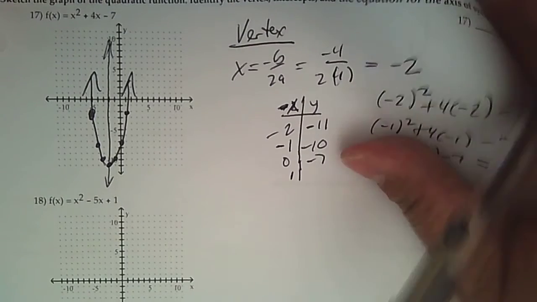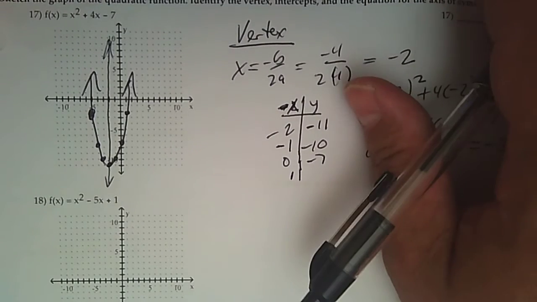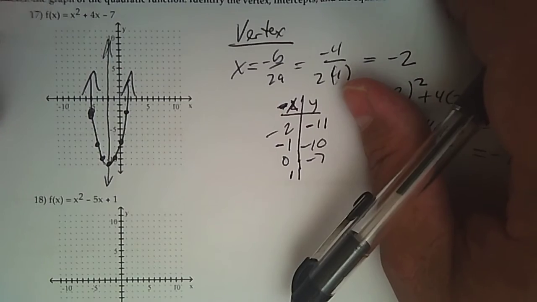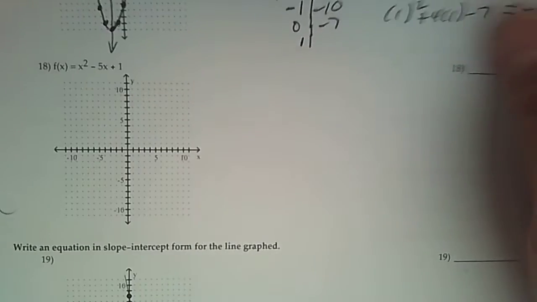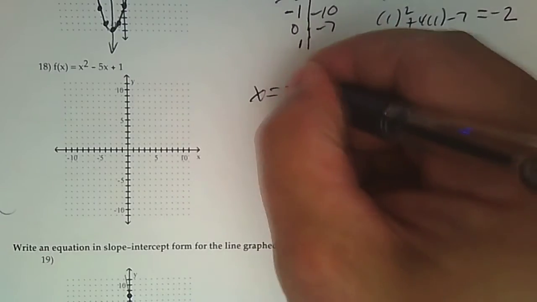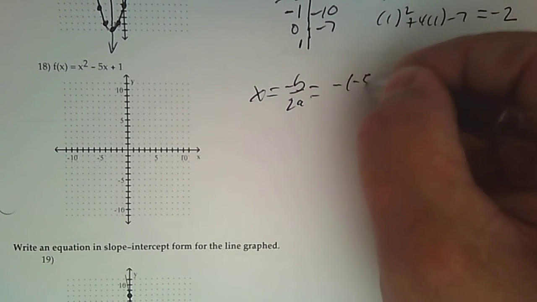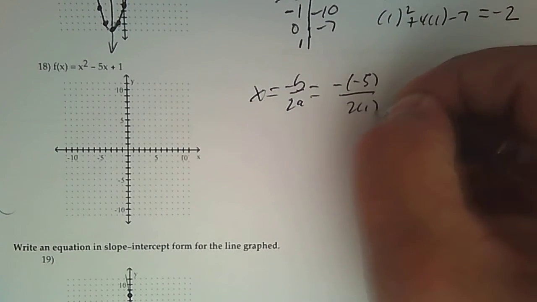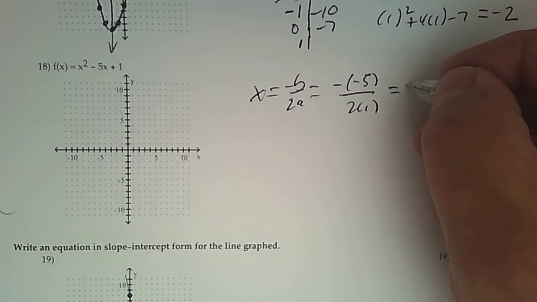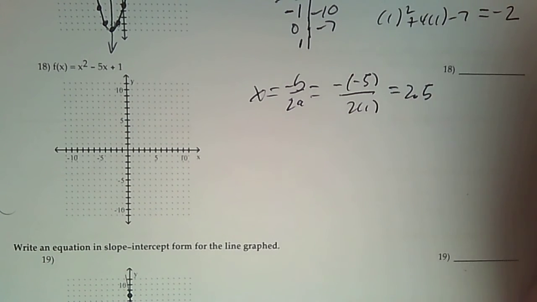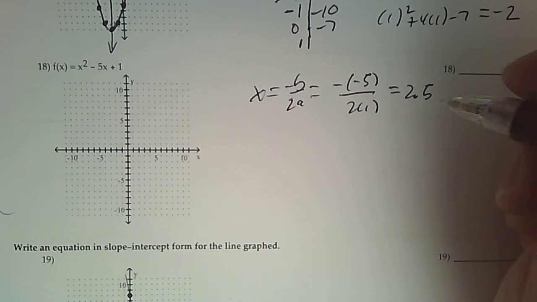Let's try that again. 18. What happens when it's in standard form, not in HK form? How do you find the vertex? So we use a formula. So again, the formula is -b over 2a. So for this one, it would be -5, and then 2 times 1. So that's 5 divided by 2. That's 2.5. It's going to be a little bit more challenging.